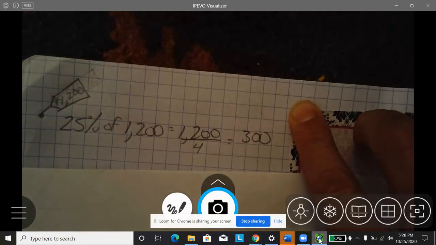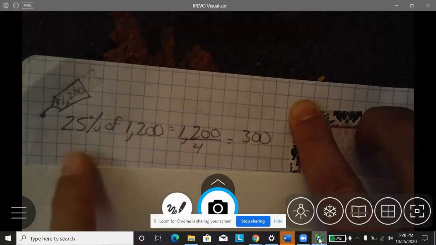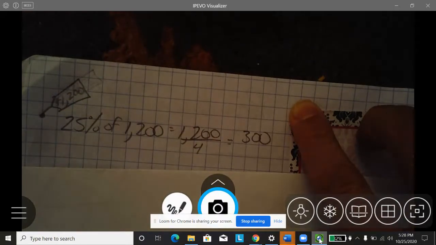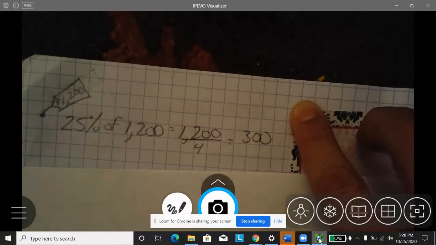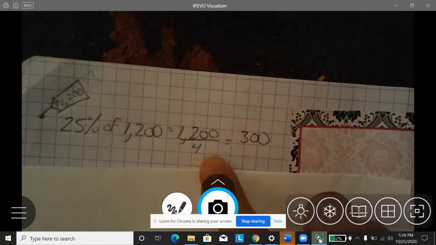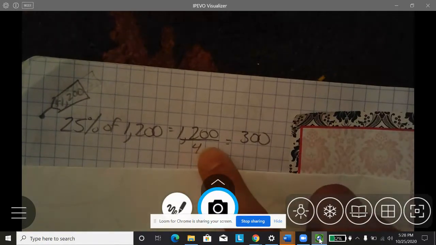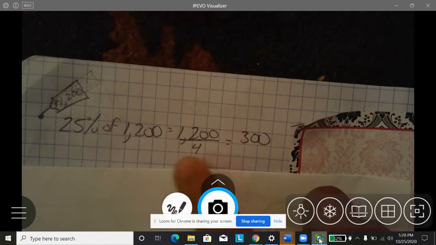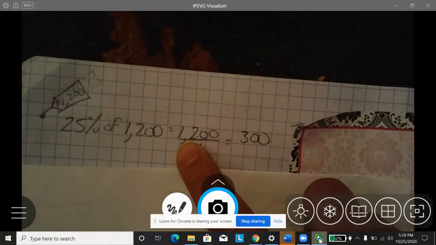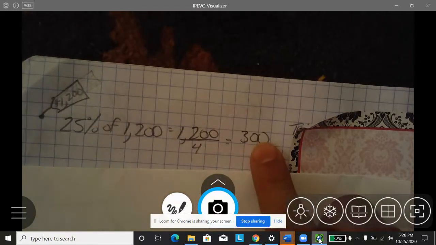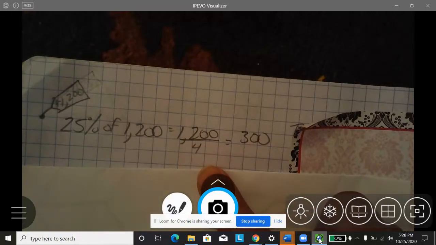So let's say you have an item that costs $1,200. So if it's $1,200, it's 25% of that $1,200. You divide by 4. So it's 1,200 divided by 4. Well, that's just 12 divided by 4, which is 3 and then 2 zeros. So 1,200 divided by 4 is $300.